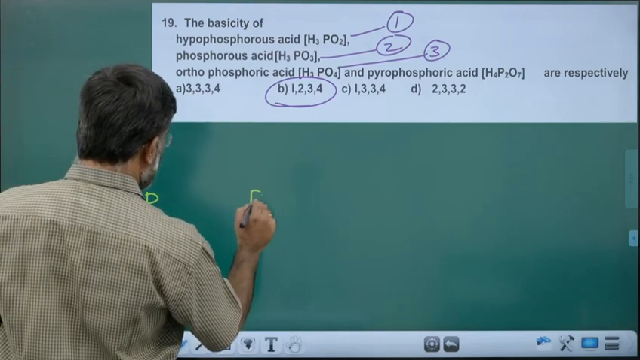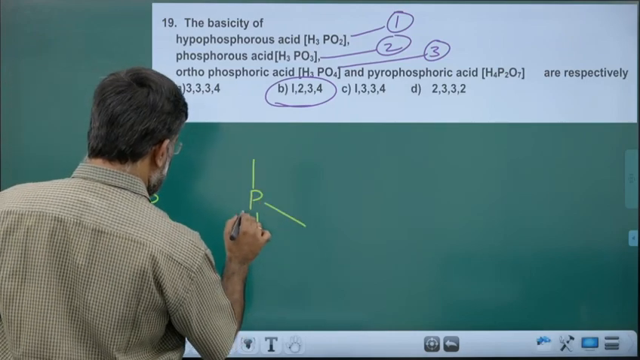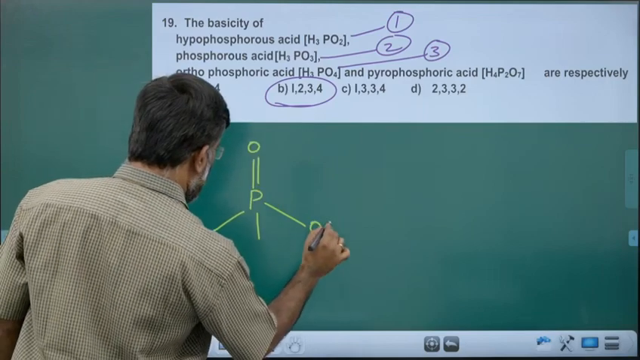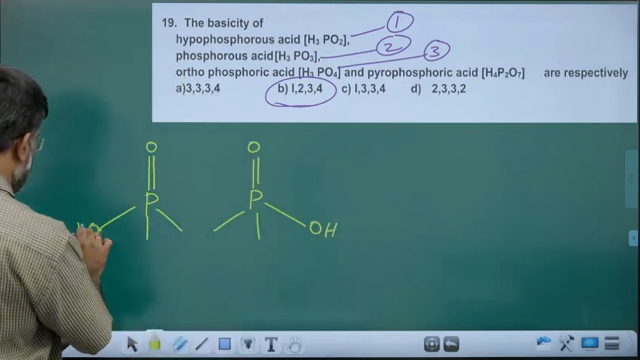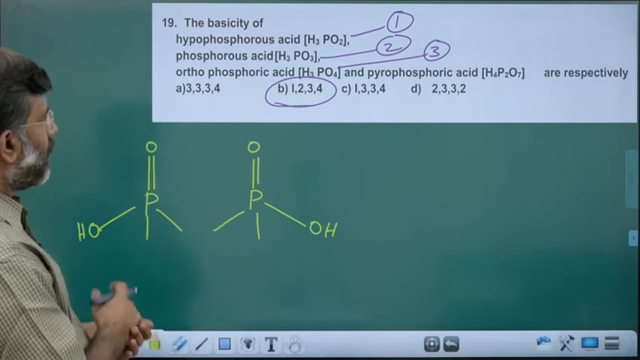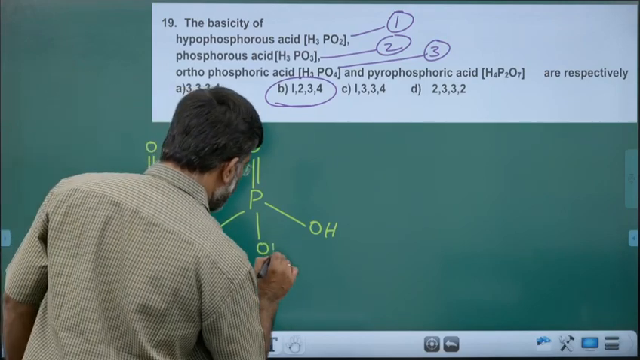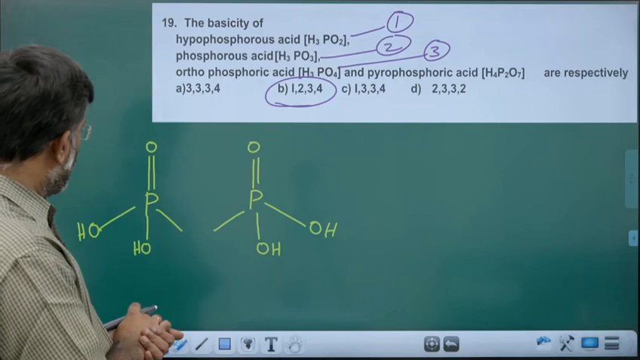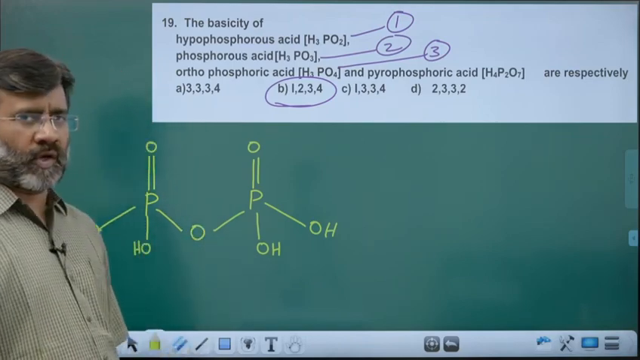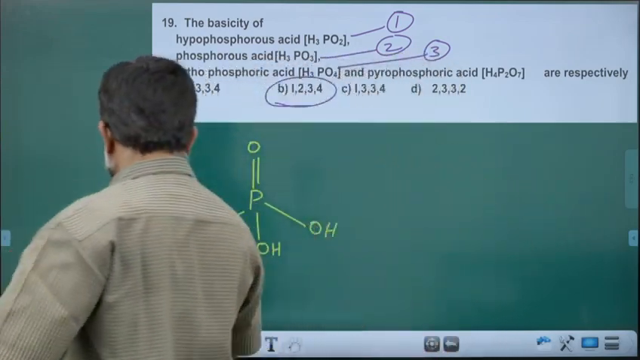Phosphorus, 1, 2, 3, 4. The essential requirement is a P=O double bond and a P-OH bond. Now how many oxygens? There is more hydrogen and oxygen, so you can give one more OH. Now hydrogen is over, oxygen 6 and one more oxygen, so it is over. This is the structure of pyrophosphoric acid, and it is tetrabasic.